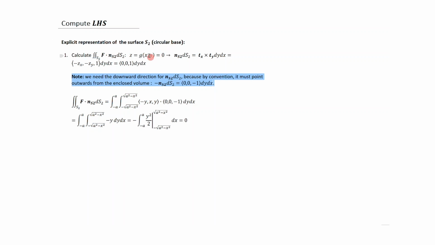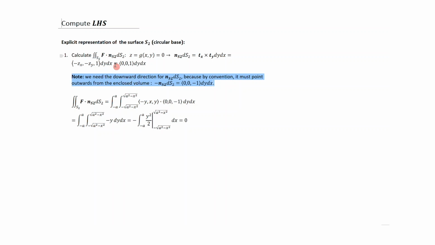And so since we have an explicit form, the differential surface area vector would be just t_x cross t_y dy dx. And we can write this out in a general formula form. So this is minus the partial derivative of z with respect to x, minus the partial derivative of z with respect to y, 1. Since z is equal to 0, both of these partial derivatives are 0, and you end up with 0, 0, 1 dy dx. And this would be a vector pointing upwards. However, because of the divergence theorem's convention, the area vector should always be pointing outwards from the surface, which means downward in this case.